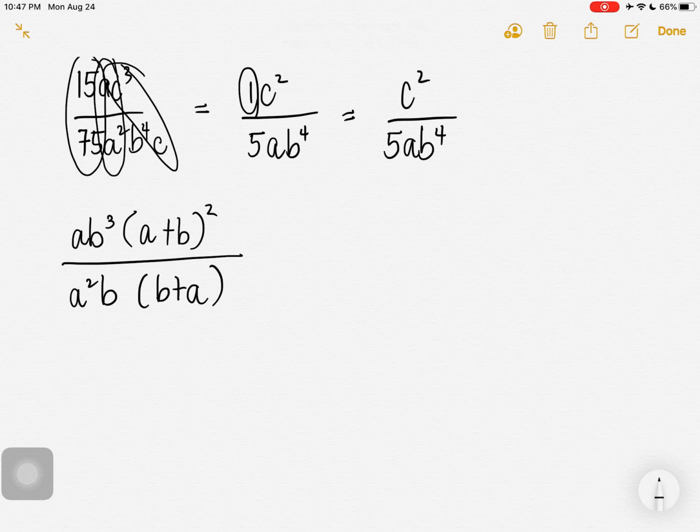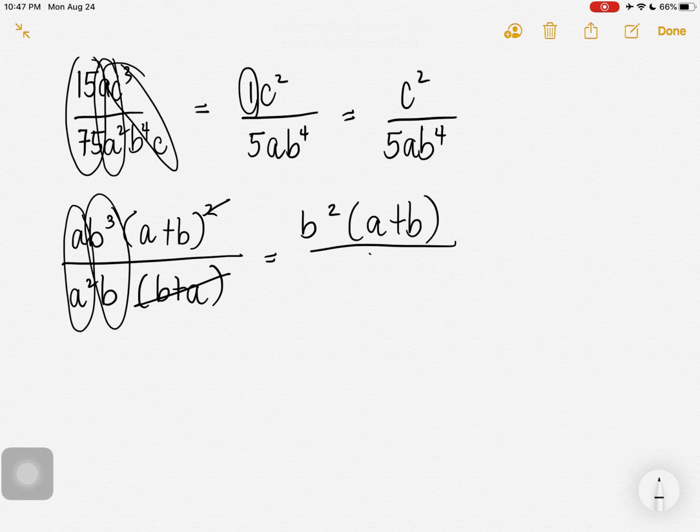So as you can see, a plus b is just the same as b plus a. So we can cancel out the b plus a in the denominator and we're left with a plus b in the numerator. So we apply the quotient rule on variables a and b. So we have b squared multiplied by a plus b over a.